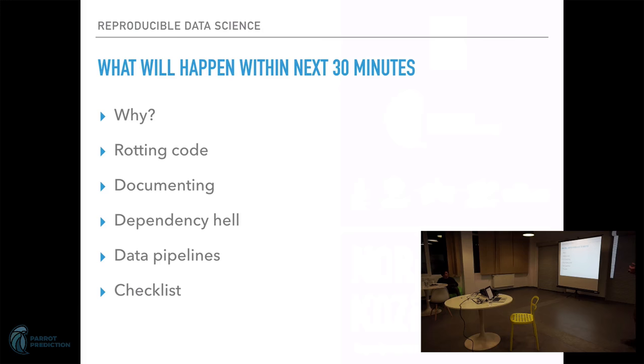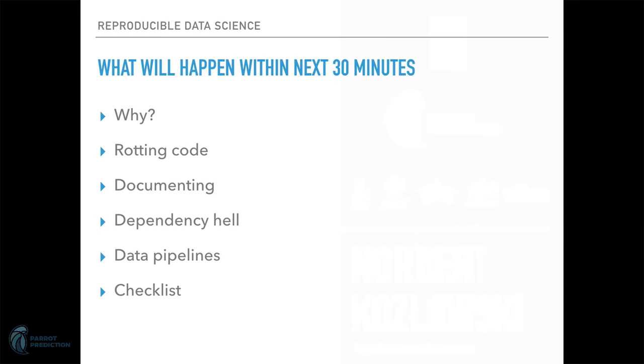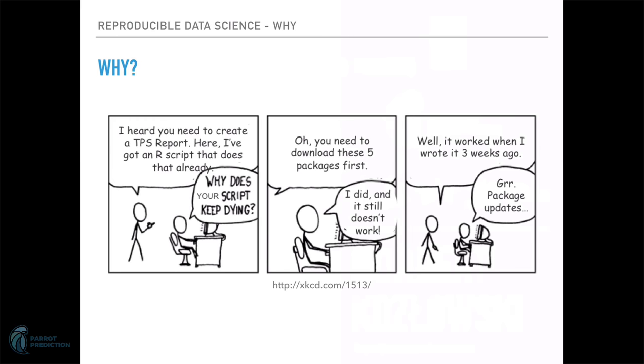We are going to learn why it is important to assure that our data science is reproducible. We will analyze four aspects of it: the code, documentation, infrastructure, some data pipelines, and finally, I will give you a checklist. So why do we need reproducibility in data science?